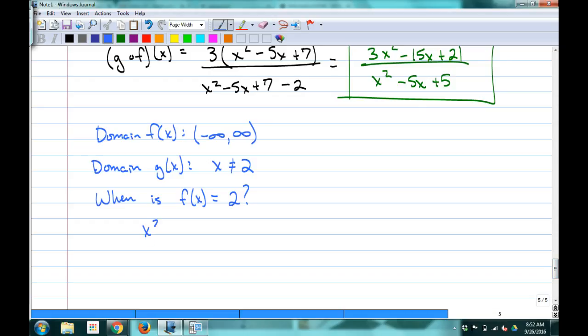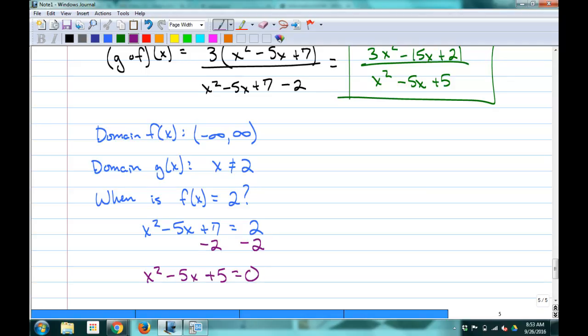So we say x squared minus 5x plus 7 equals 2, and solve that. We've been solving polynomials. This is a quadratic, so this should be a little bit easier. How do we solve that? Get it equal to what? 0. I would love for that to factor. And we should see something pretty familiar there. We see x squared minus 5x plus 5. Where else does that exist? The denominator of our composite function.